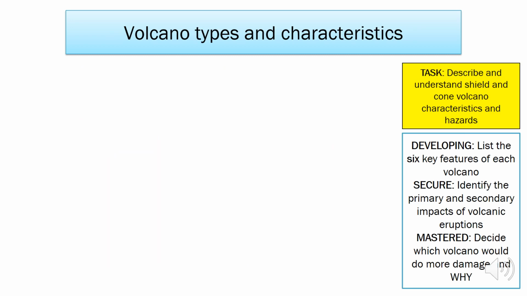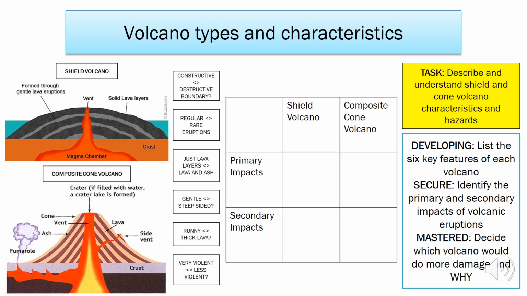The second part of your learning journey, we're going to look at two different types of volcano and their characteristics. Your task is to describe the characteristics and the hazards for each volcano. You can find the pictures, the questions, and the table attached in the resource section of your class chart lesson. Again, each of the secure, developing, and master tasks are on the screen for you to select which level you're working at based off your MG.